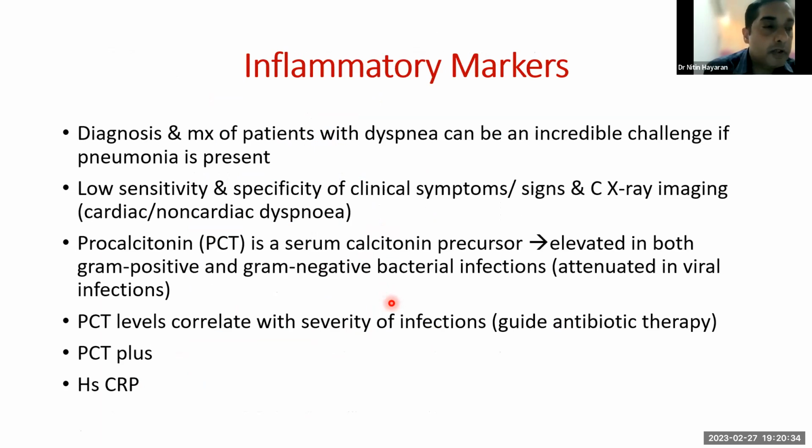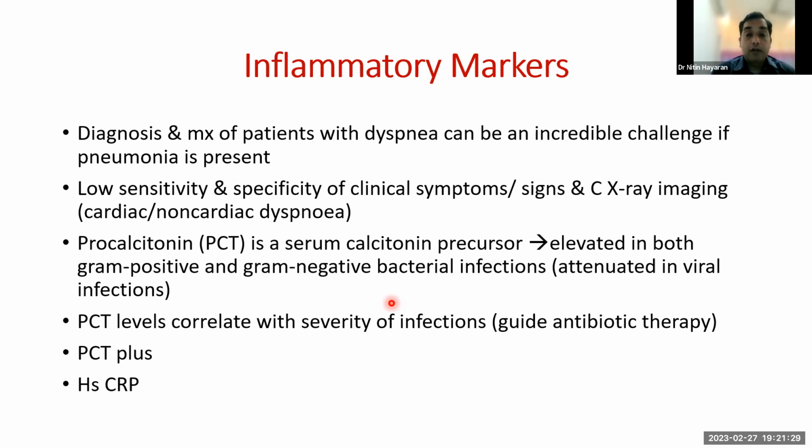Another differential diagnosis that we already mentioned is the inflammatory cause, or the patient suffering from pneumonia, pneumonitis, or some lung infection that may lead to dyspnea. Diagnosis and management of a patient with dyspnea can be incredibly challenging if pneumonia is present. There is very low sensitivity and specificity of clinical signs and symptoms, especially of X-ray, to differentiate between cardiac and non-cardiac dyspnea. That is why we usually go to our old biomarker, procalcitonin. It is usually elevated in gram-positive as well as gram-negative bacterial infection, but it is usually attenuated in viral infection. So you have to be very careful in evaluating the values of procalcitonin.